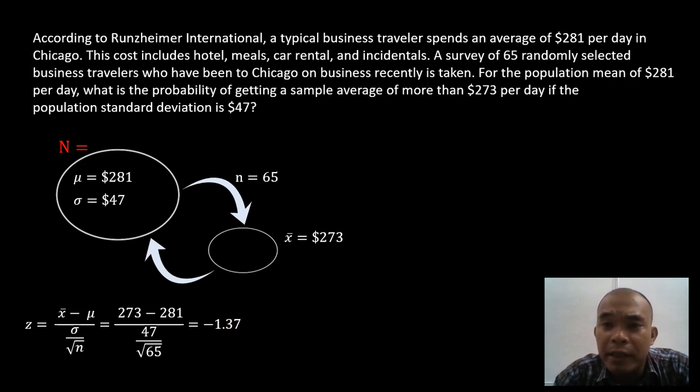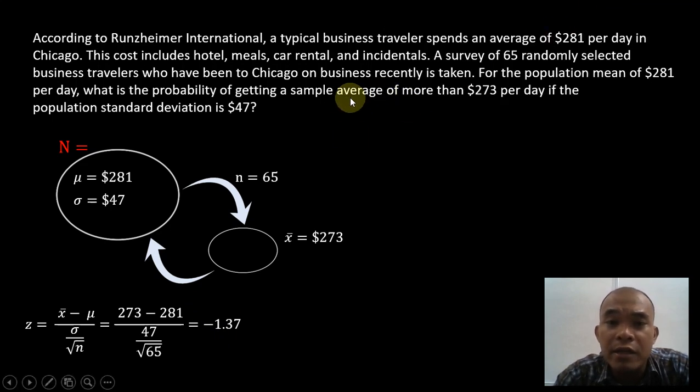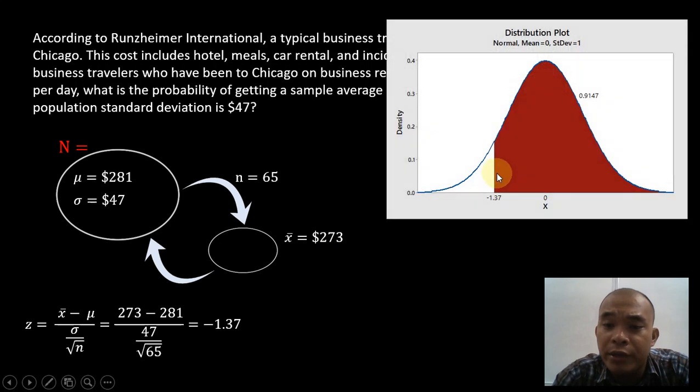So we're going to solve the probability. Again, you plot this curve here, and take note that we're talking about the greater than. The keyword here is more than 273, more than this sample mean. So in this case, more than or greater than, we're going to go to the right. So are we going to get this probability value here?